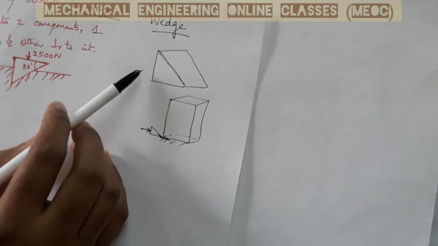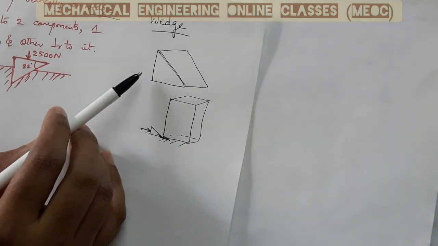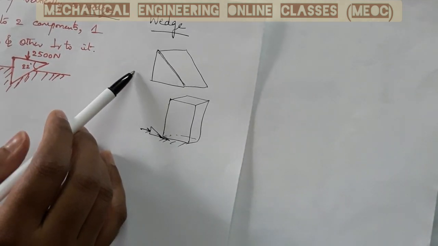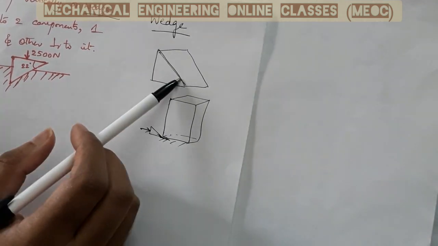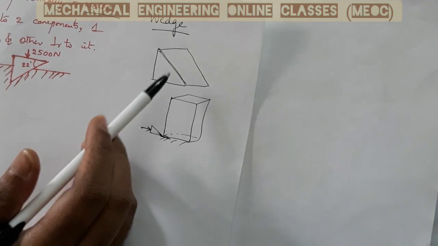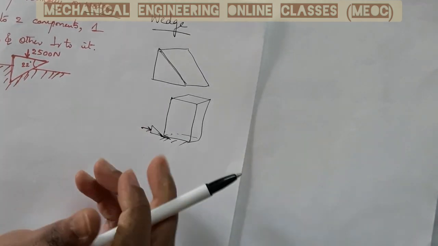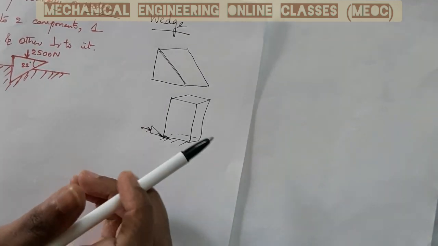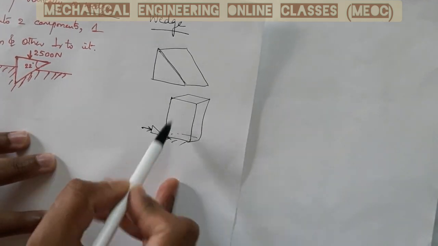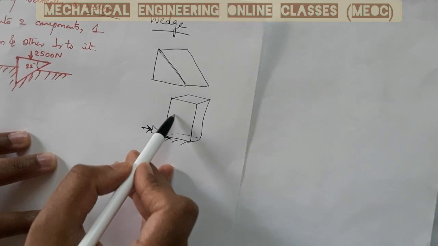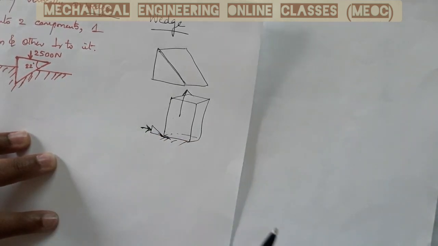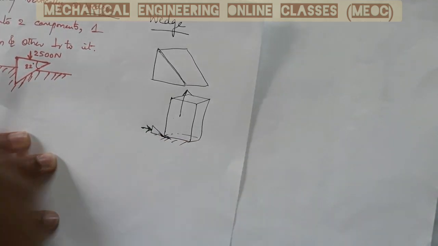We also see the usage of wedges as doorstops. This wedge is an inclined plane; we can simply call it an inclined plane object also. It might be made of wood or metal depending on the application, depending on how much force it has to resist or how much load it should lift up. Depending on the application, the material will depend.